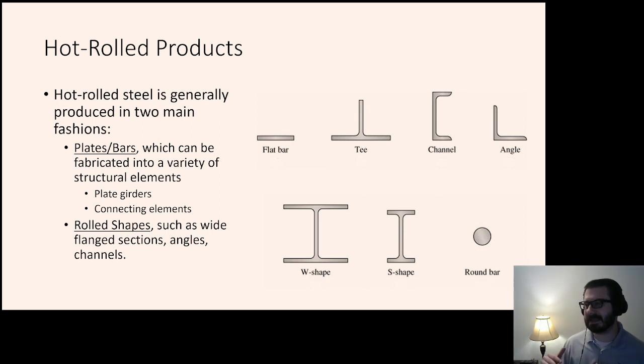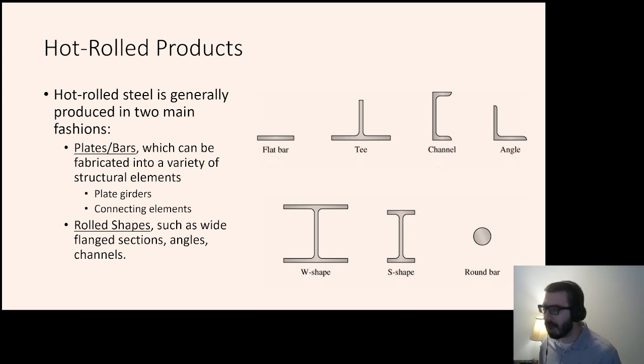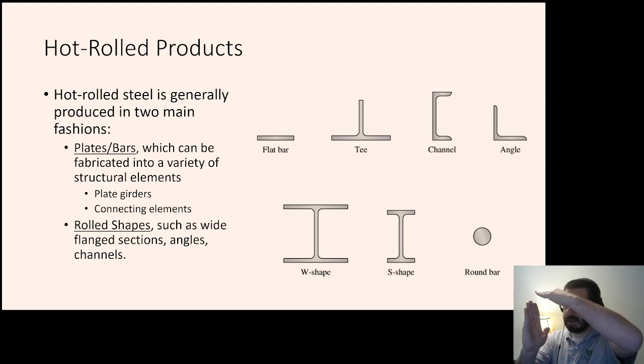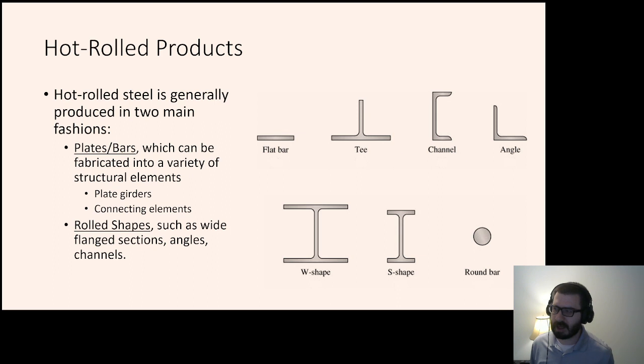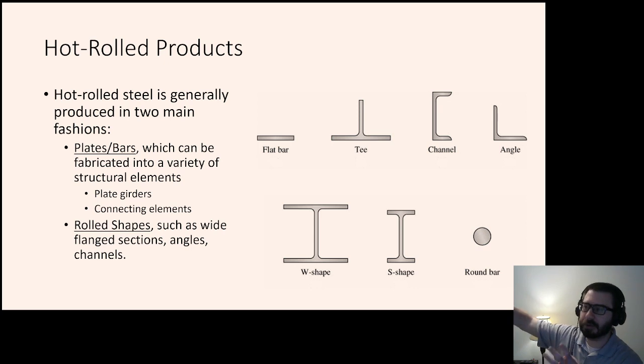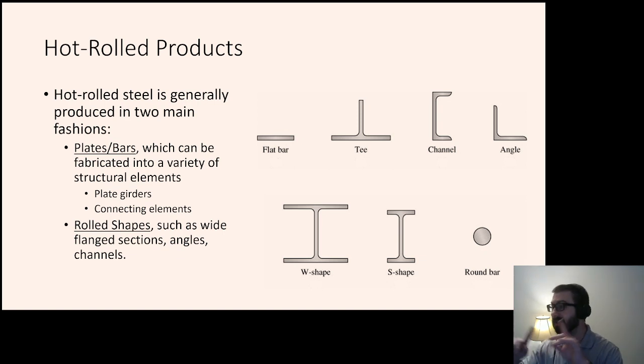We tend to produce that steel in two groups of products. There's what I would call simple product, like flat bar, plates, round bar, and what have you, because we can take those plates and fabricate them into a variety of elements. We can make plate girders, where a plate forms an I-beam. We do that a lot in bridge applications when we have larger spans, because we can tailor the shape of the girder to the bridge. We also need plates for connecting elements, like gusset plates in trusses, splice plates and connection plates. So we obviously need plates and bars to generate structural systems.